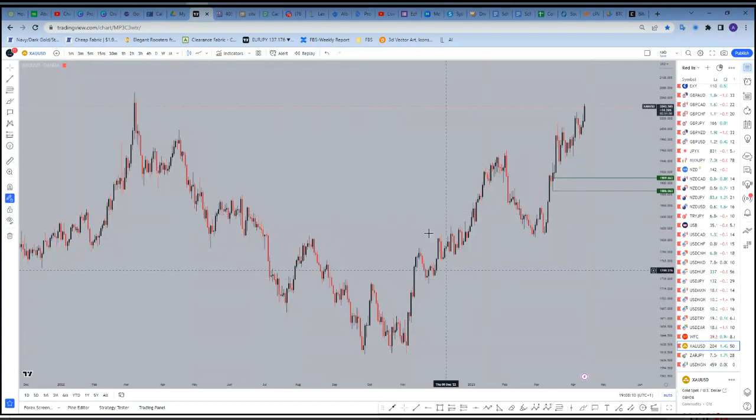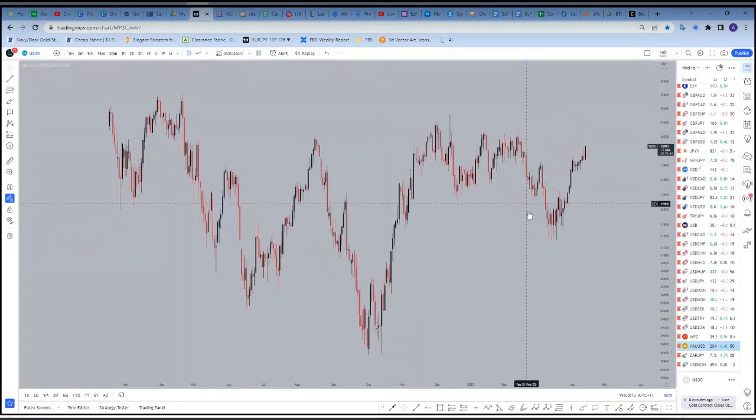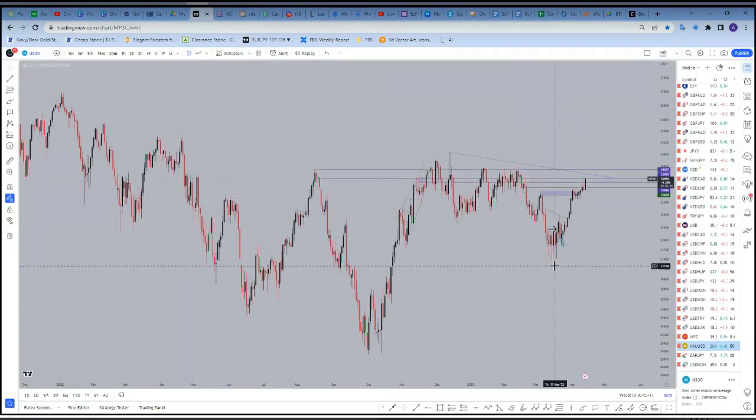Let me quickly show you what I mean by that. US 30 on the daily time frame, we'll go to March 8th. 8th of March. Where are you? Beautiful. This was 8th of March on US 30.